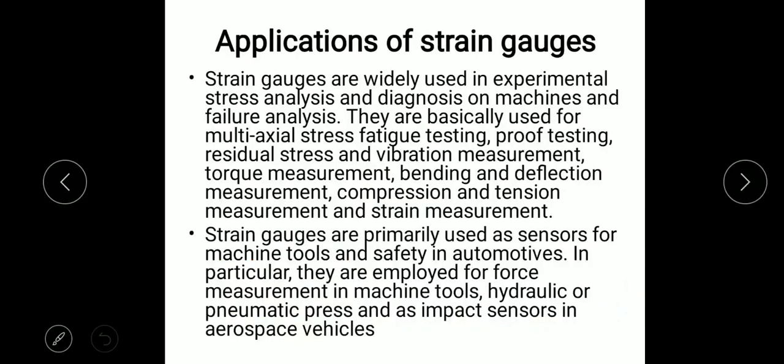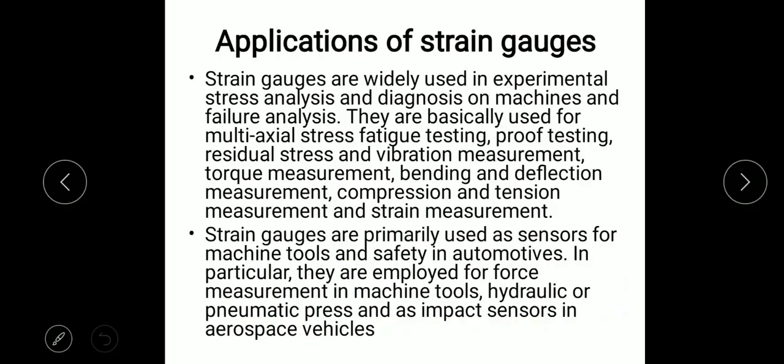There are various applications of strain gauges, and strain gauges are widely used in experimental stress analysis and diagnosis on machines and failure analysis. They are basically used for multi-axial stress fatigue testing, proof testing, residual stress and vibration measurement, torque measurement, bending and deflection measurement, compression, tension measurement, and strain measurement.